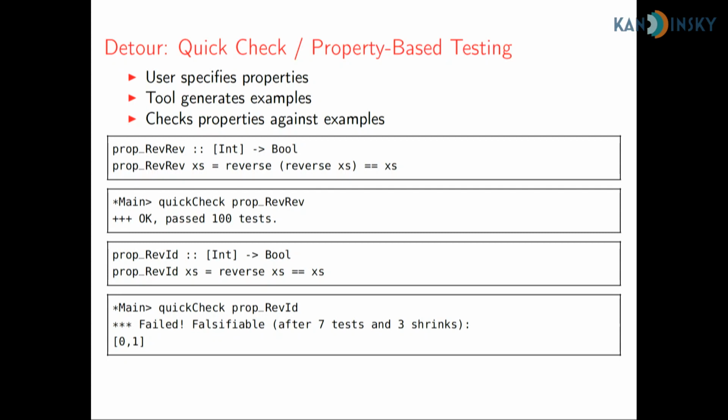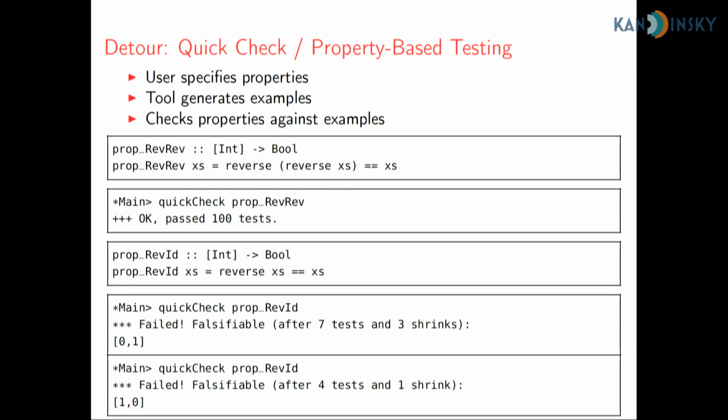Okay, I ran it again. And there it said, okay, after 4 tests, it got to the example 1 and 0. So a different list, a different example, okay? But as we can see, after some time, it will trip on some data where the property doesn't hold. And so it also gives me a nice counterexample.